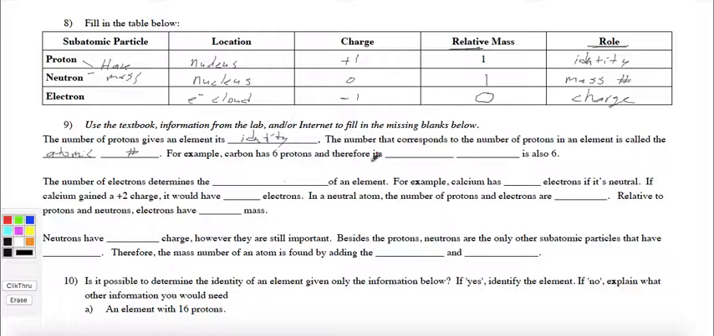Carbon has 6 protons, and therefore its atomic number is 6. So atomic number is number of protons. Atomic number, number of protons. The number of electrons determines the charge. For example, calcium has, I better look this up, 20 electrons if it's neutral. If calcium gained a positive 2 charge, it would have 18 electrons.